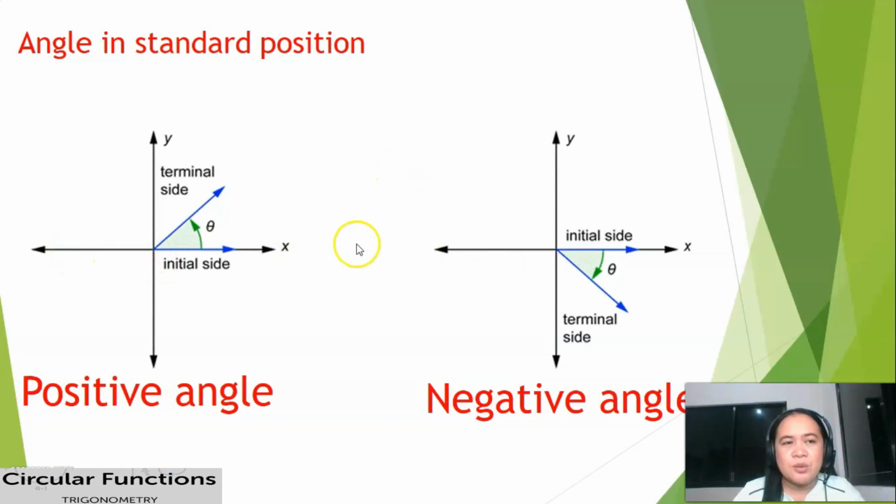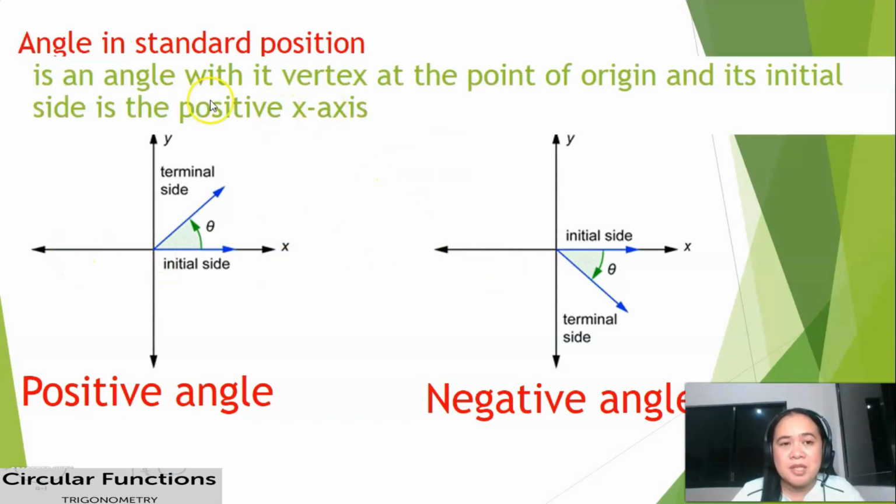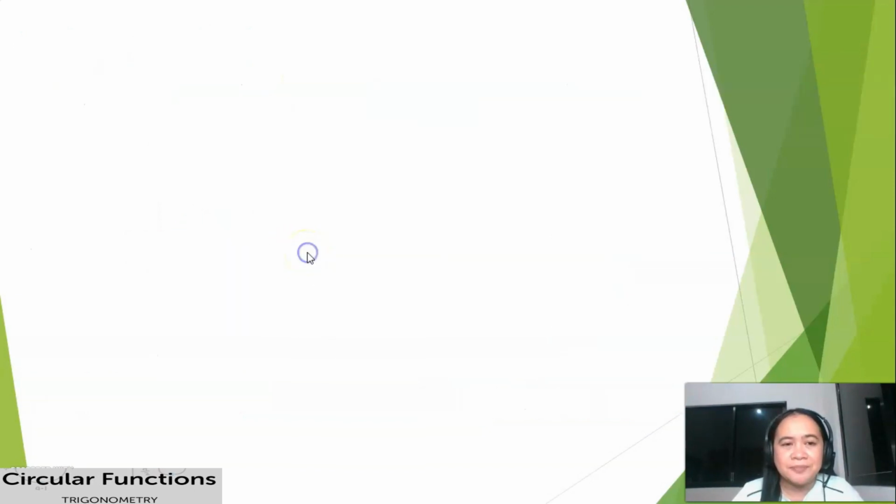So therefore, an angle in standard position is an angle with a vertex at the point of origin, and the initial side is always at the positive x-axis. Take note of that.